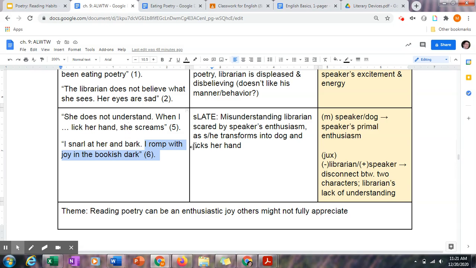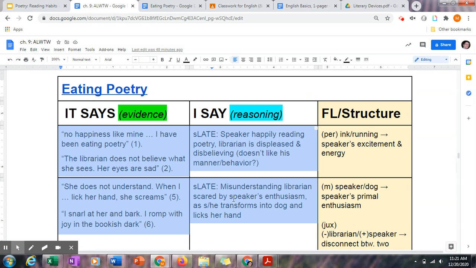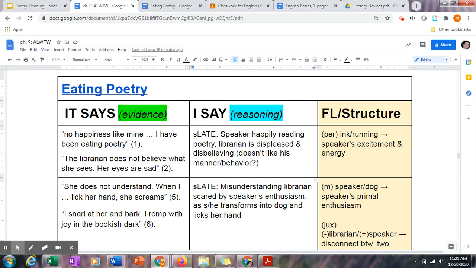"I romp with joy in the bookish dark." Based off this evidence, my note at the end: the librarian is still misunderstanding and even scared or fearful of the speaker's enthusiasm as he or she transforms into a dog. So after I read it and get those literal notes, I would go back and look for any figurative language. Now, figurative language is relatively new in our class this year. We haven't touched on it that much, but it's big in poetry. So we're going to focus on it when it comes to analyzing poems.